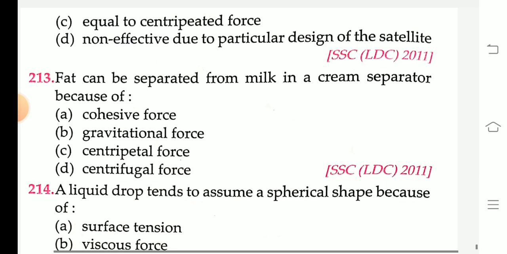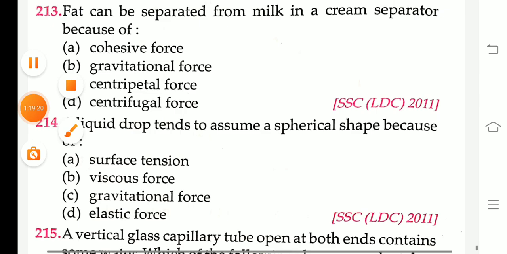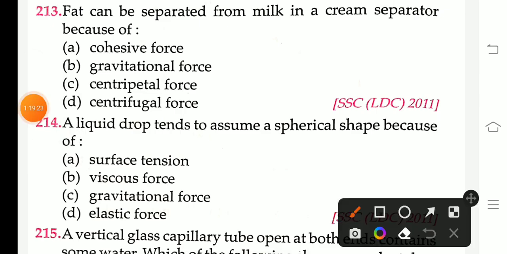Next question. Fat can be separated from milk in a cream separator because of centrifugal force. Right answer will be option D. Next question. A liquid drop tends to assume a spherical shape because of surface tension. Right answer will be option A.